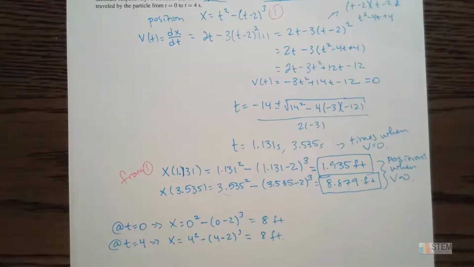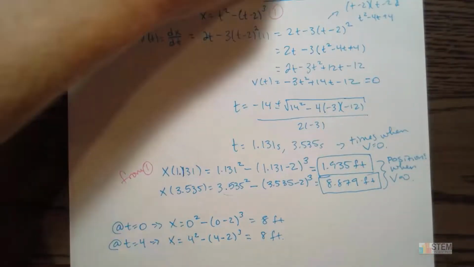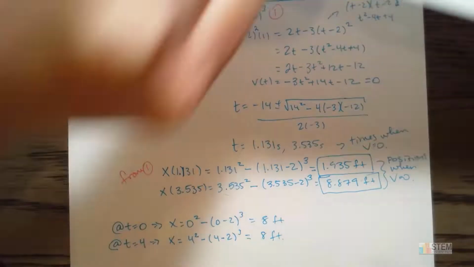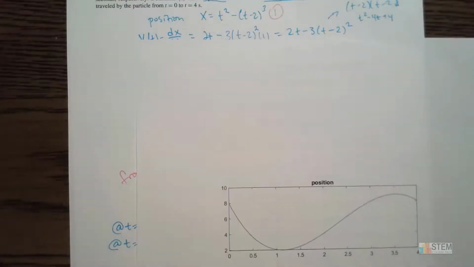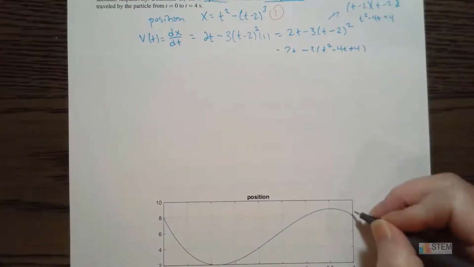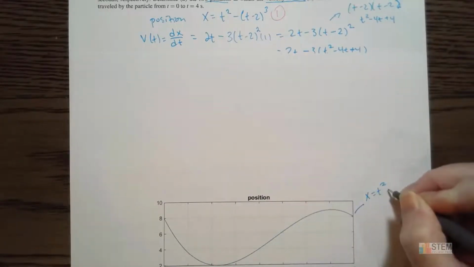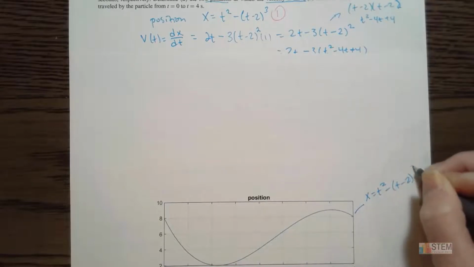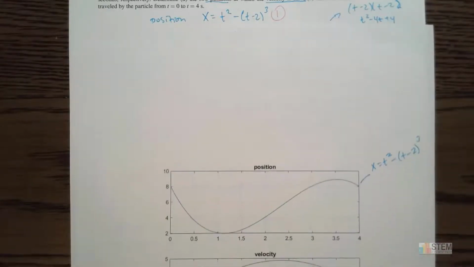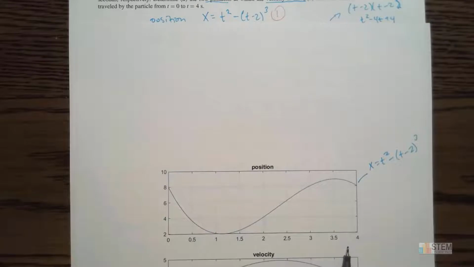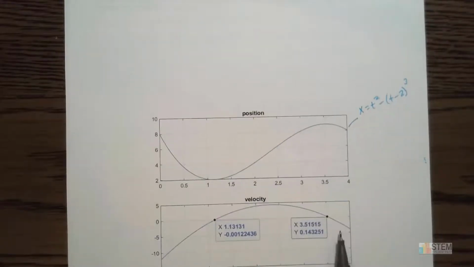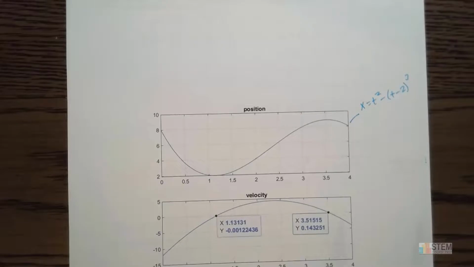So in order to find the total distance, we're going to have to think about what's going on. And what I did to help show y'all what's going on is I went into MATLAB and plotted these functions. This top plot here is the plot of x equals t squared minus t minus 2 cubed. Notice we went from 0 to 4. And then I plotted the velocity equation.